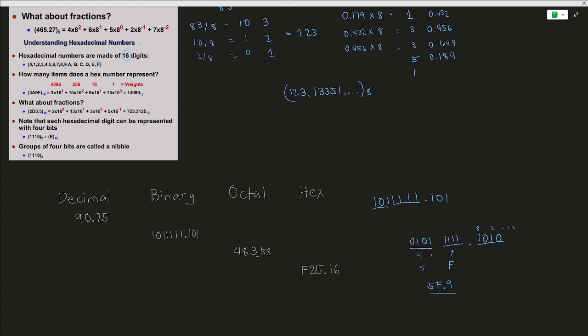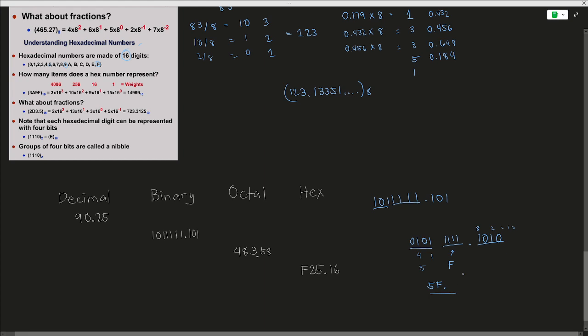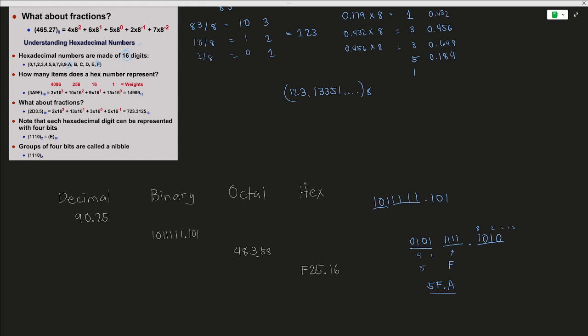So, si 1010, kapag kinonvert ko siya to hex, A pala. A, hindi 9. My bad. A pala. Okay. So, ito pala yung 10th digit. Ito yung 10th digit. So, count na rin ako. 1, 2, 3. Okay. Kasi 0 nga pala yung pinakaunang digit.